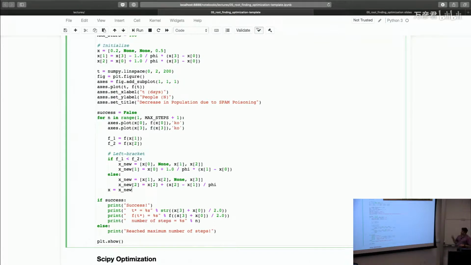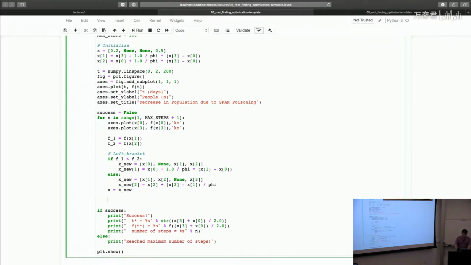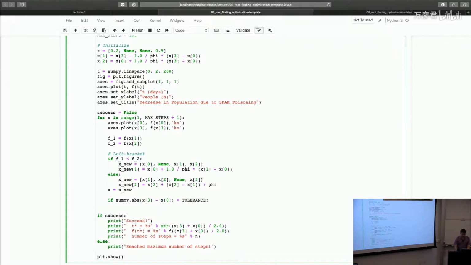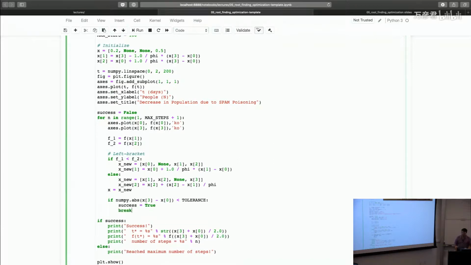We're not quite done yet. We have to also check for our tolerance. Again, you can do all sorts of things here. In this case, I'm going to do the one that I had, which is the size of this bracket. If it's less than the tolerance given, I will say success is equal to true, and then break out of the loop, because we don't have to continue anymore.